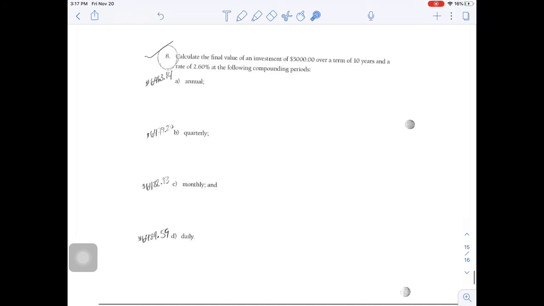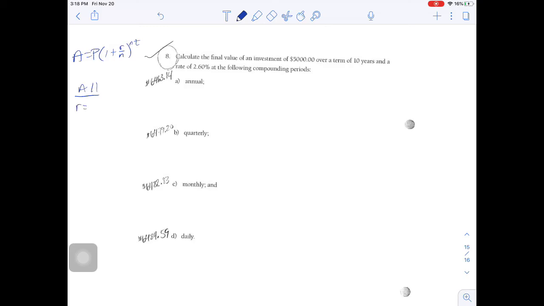I'll do this last question, and then you can be happy and leave and try some questions out on your own. Okay, so calculate the final value of an investment of $5,000 over a term of 10 years and a rate of 2.6% at the following compounding periods. So here we're compounding every time, so we're going to use this equation each time. Just recognize r is going to stay the same for all of them.